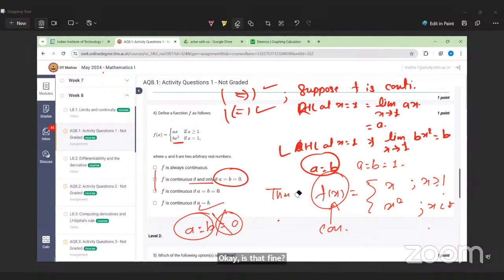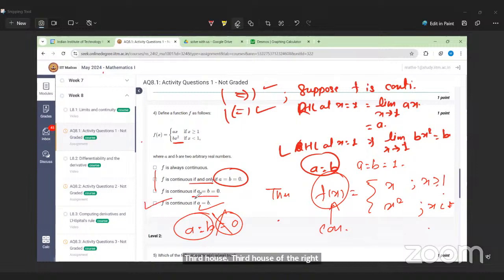Ma'am, actually it can be, but the condition given is if and only if, so continuity is wrong there. So that it can be. So third and fourth options are correct. Sorry, what? That's why this fourth one is correct, not the second one. Third is also correct. Fourth is continuous.